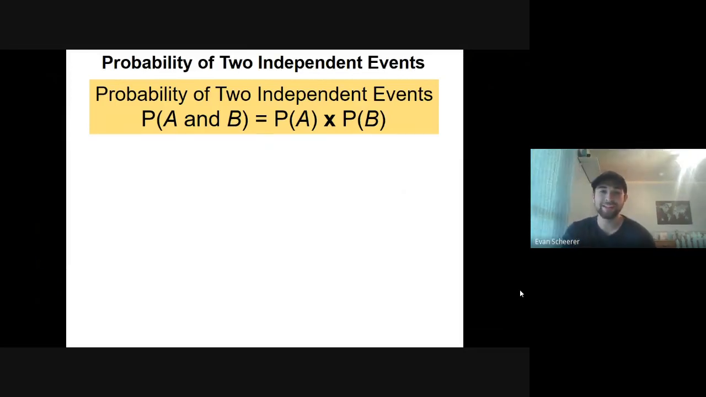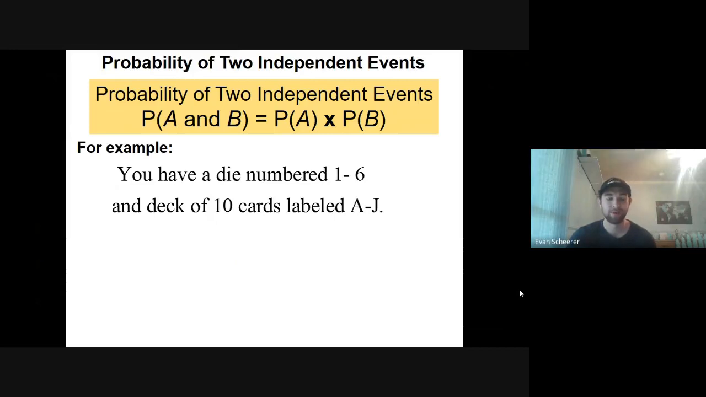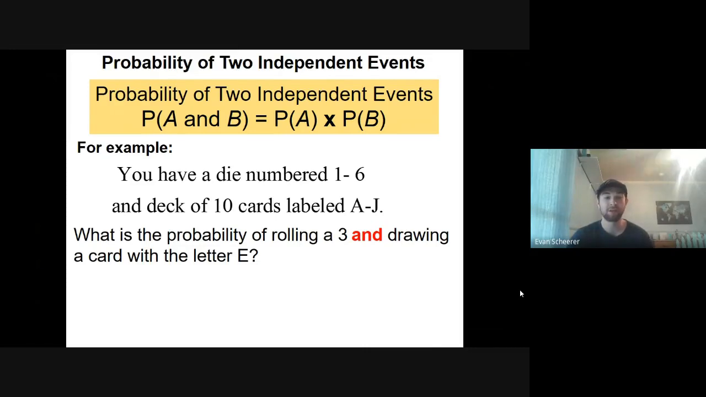The formula for independent events is just separate. So for the probability of flipping a coin and rolling a die, you just find the two probabilities separately and then multiply them together and you get your answer. For example, if you have a die numbered 1 through 6 and a deck of cards labeled A through J, that's A, B, C, D, E, F, G, H, I, J. That's 10. And we want to know the probability of rolling a 3 and a card with the letter E.